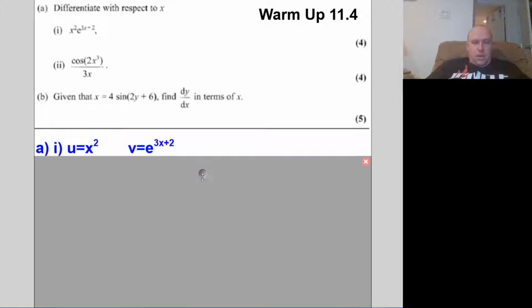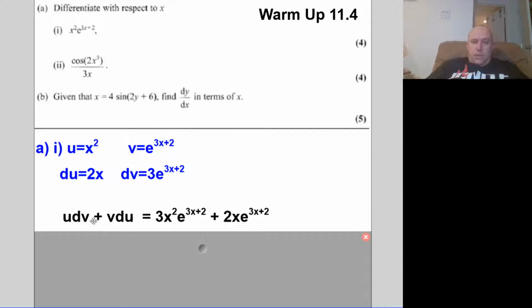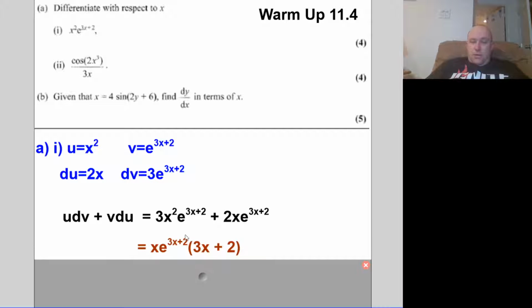points. So this question here, as we're asking to differentiate and it's two things multiplied together, that means that this is our product rule. So we should write down what u and v is, and then we should go ahead and just differentiate. Then using the formula u dv plus v du, we can go ahead and substitute here. And you could factor out an x, and you could factor out an e to the 3x plus 2, and that would probably be the best answer then for that question.